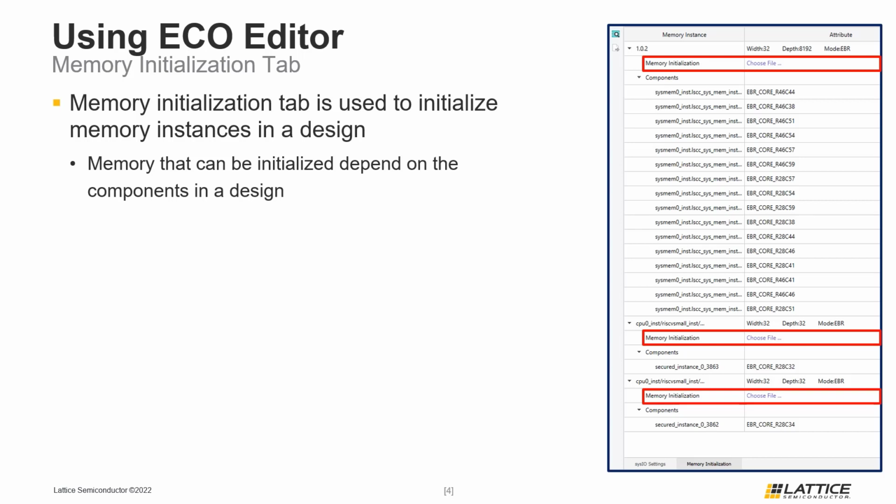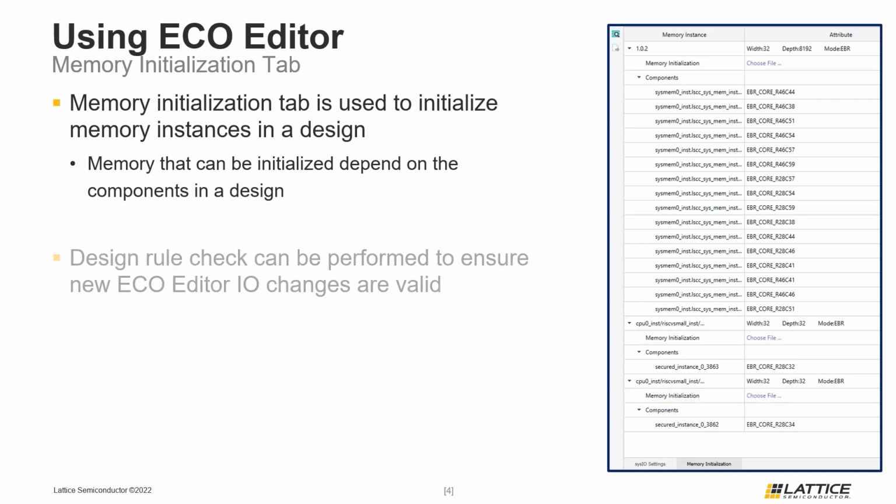If any changes were made in either sysio Editor tab, a design rule check can be performed using the DRC icon on the side of the sysio Editor's window, as can be seen from the example on the slide. If there are no issues with the design rule check, then users should save their changes to add them to a design. After the changes have been saved, users can proceed with the project development flow and generate a programming file for their project's device.